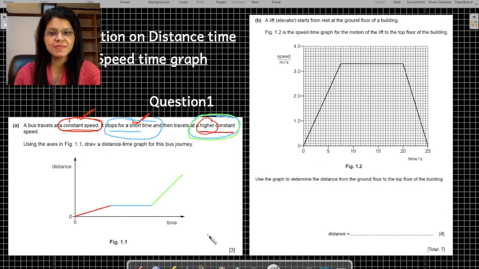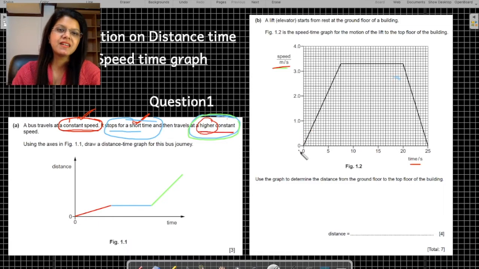So if you are given a speed time graph, how do you find the distance? The distance on the speed time graph is given by the area under the graph. So all that you have to do is find the area under this graph, right? So how is the lift traveling? Let us understand. The lift is accelerating initially. The speed is going up. Then it moves at a constant speed. Then it is coming to a stop. Then the speed is going down.